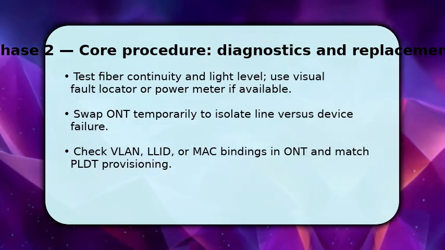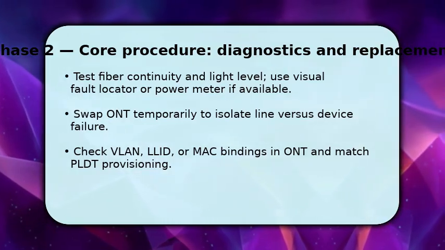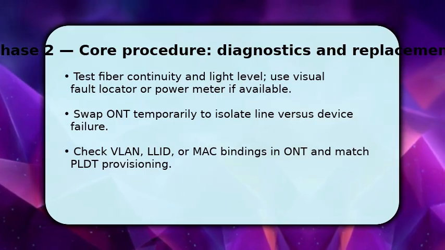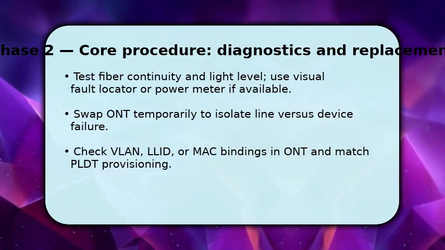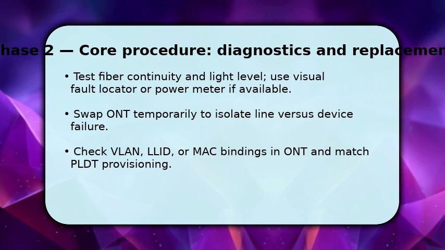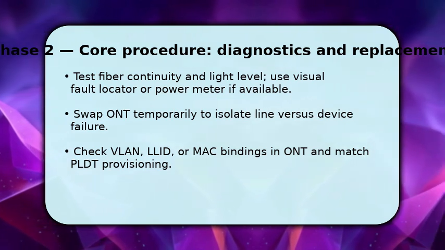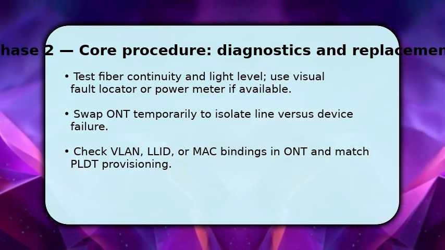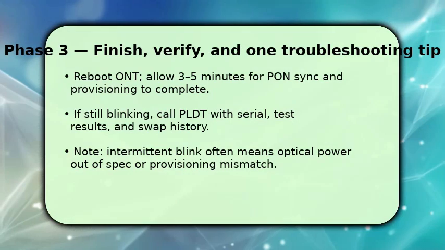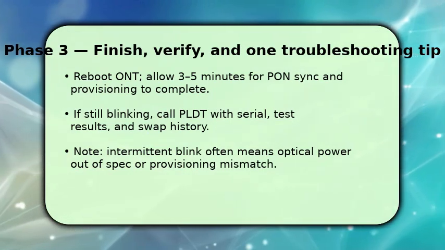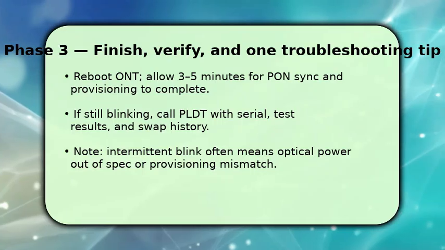Then, access the ONT web UI or serial console to verify VLAN, LID, and MAC settings match PLDT records. Make config corrections and reboot to retest the PON state. Finish by power cycling and waiting patiently. You must allow 3 to 5 minutes for PON synchronization and automatic provisioning.